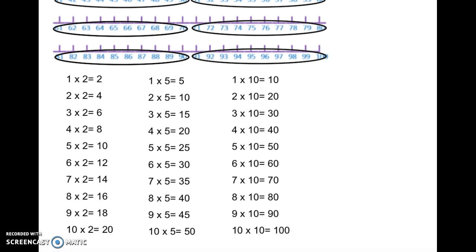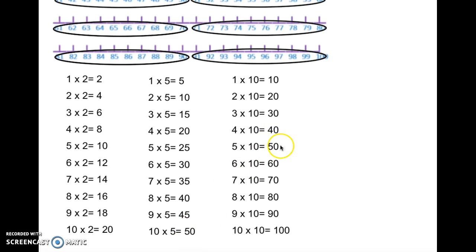All right, let's see. Another one that I see is that the products of these could all be products of the 5s, right? You'll see there's the 10, there's the 20, there's the 30. 8 times 5 is 40, 4 times 10 is 40.